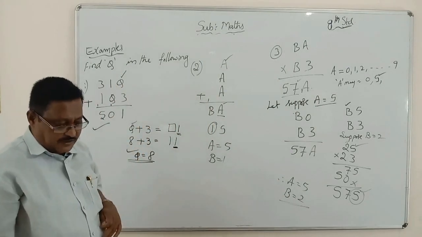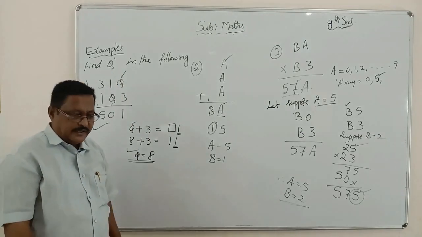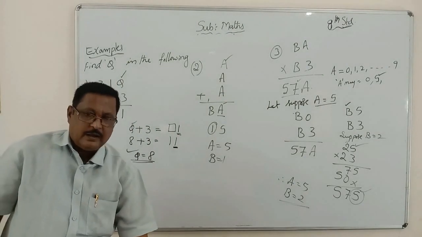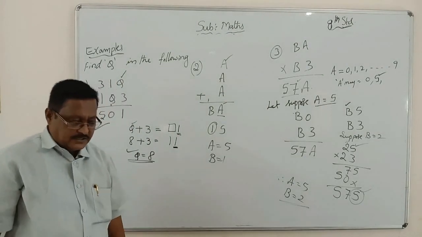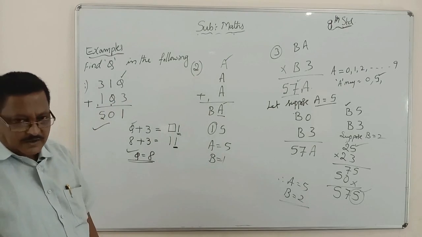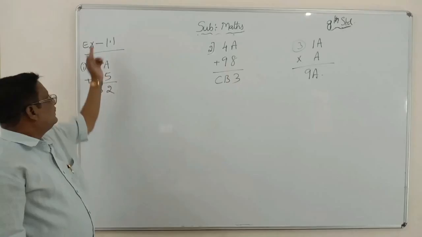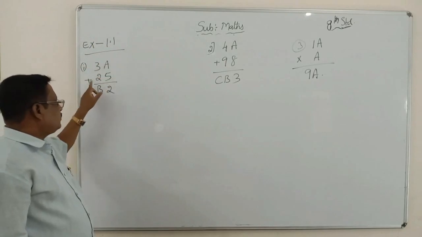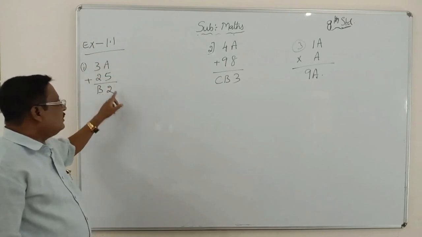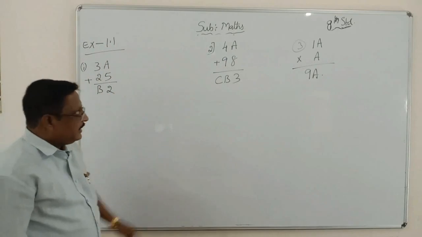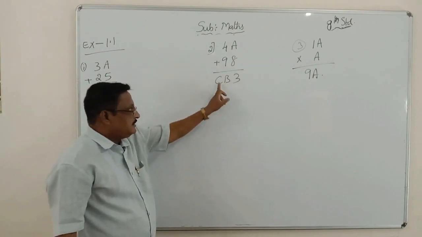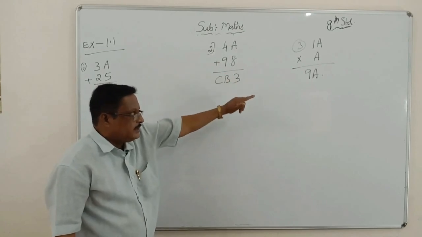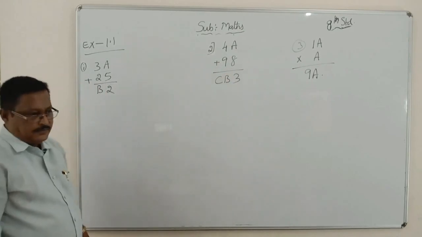Next, exercise number 1.1. In exercise number 1.1, find the values of the alphabets here. First problem: 3a plus 25 is equal to B2. Find the value of A and B. Then 4a plus 98 is equal to CB3. Find the value of A, B, C. Here 1a into A is nothing but 9a. Find the value of A.